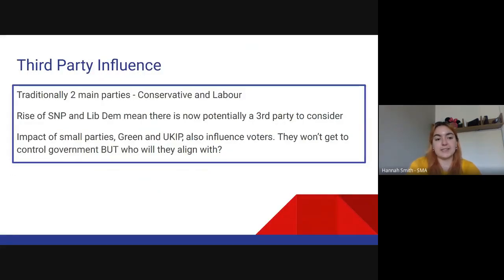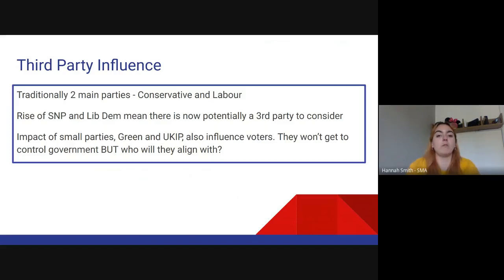And the last little bit today, third-party influence. Again, this doesn't overly link with social class, so just be careful how you use it, but I wanted to highlight it because it can be that last knowledge mark in an essay that you're needing. We know that traditionally there are two main parties. We've talked a lot today about Conservative and Labour parties. However, in recent years, the rise of SNP and Lib Dem means that you've almost got a third party to throw into the mix. The impact of the small parties also influences voters.